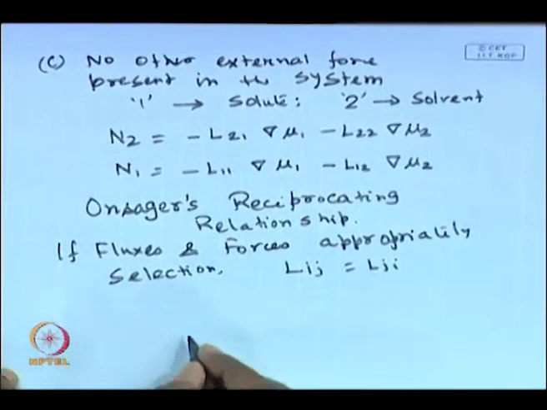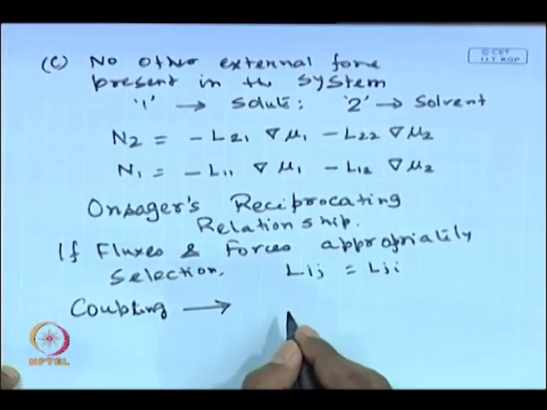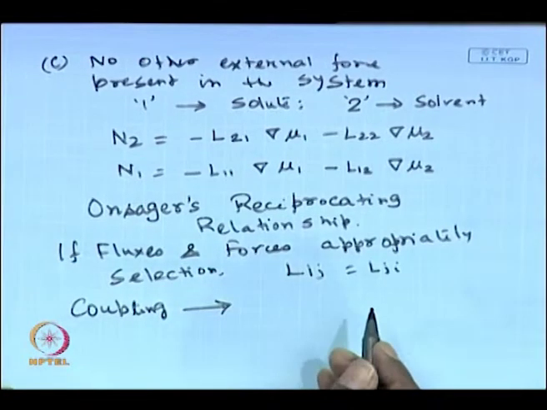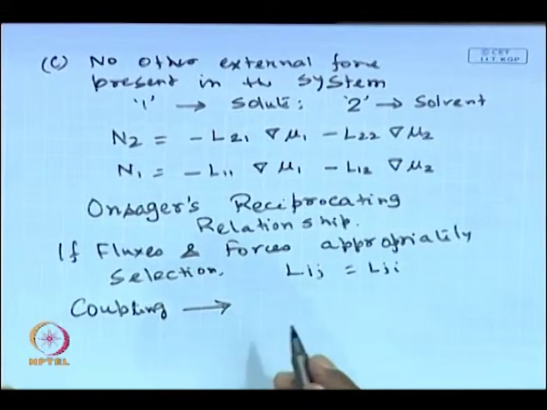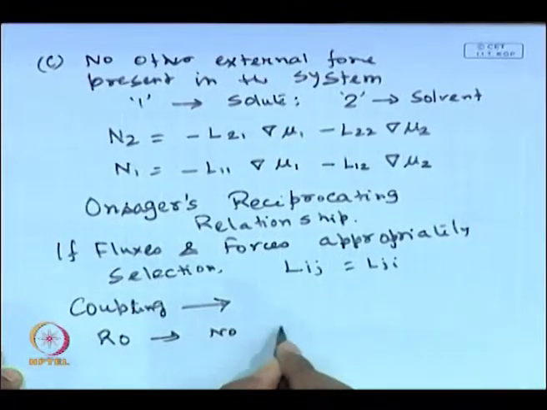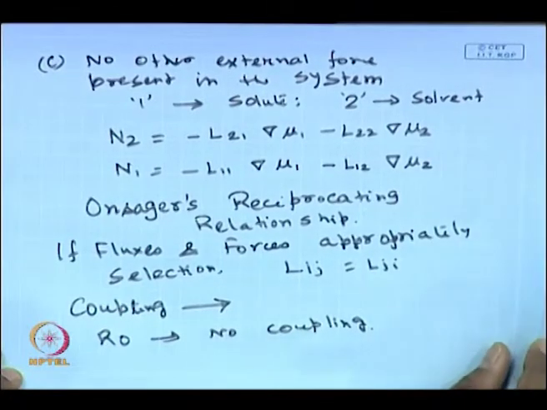There is another definition, which is for coupling. Coupling is basically the influence of a driving force on the species of the other. That means the influence of a driving force that is acting on species 2 may influence the transport of species 1, that is called the coupling or relationship between the two. And we assume that in case of reverse osmosis there is no coupling. That means L12 and L21 will be equal to 0 in this case.